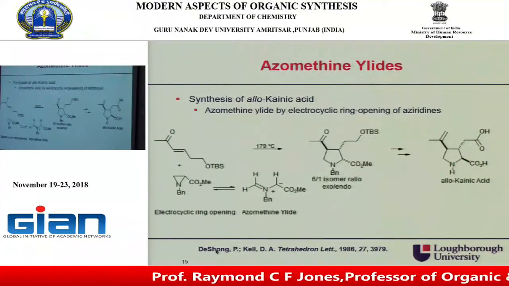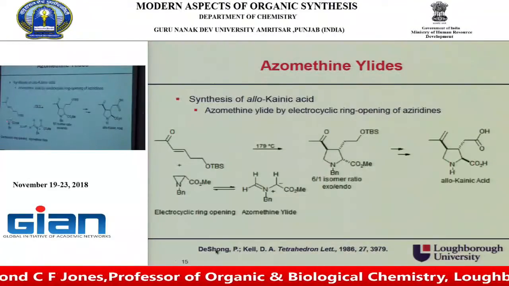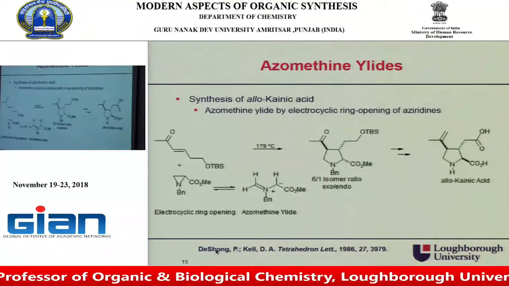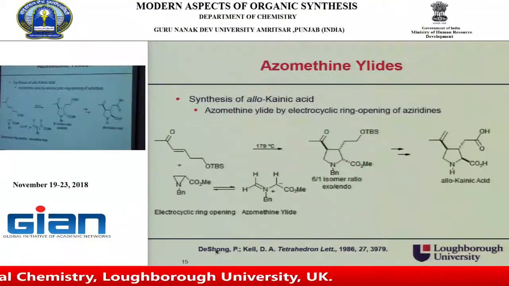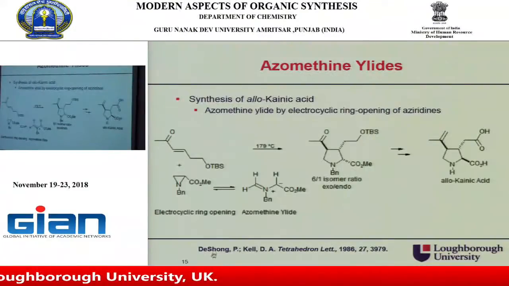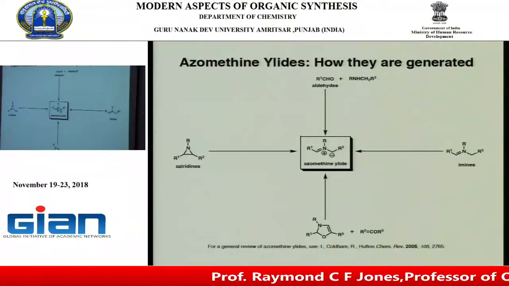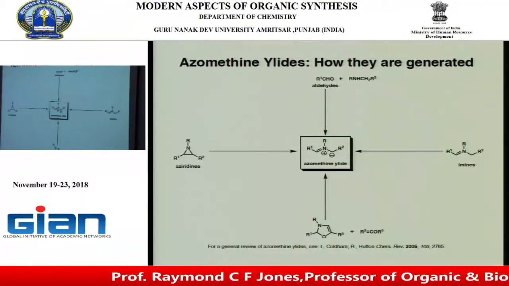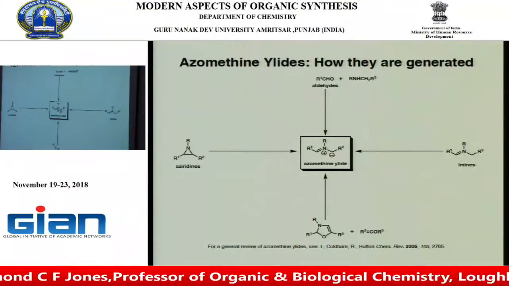But the bit I'm emphasizing here is that it requires quite high temperatures, but that you can form this dipole by ring opening of a 3-membered nitrogen-containing ring. That's not the only way of making azomethine ylides. And here are other common ways. So what I've mentioned so far is that electrocyclic reaction, which is a pericyclic reaction of its own. How else can you make azomethine ylides?